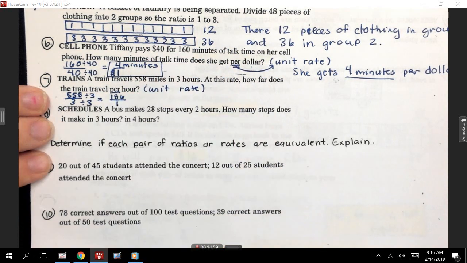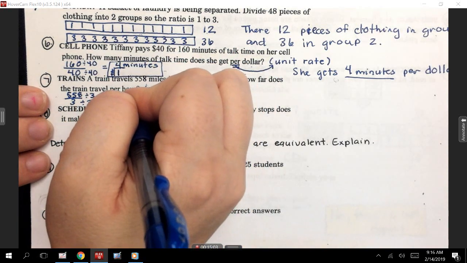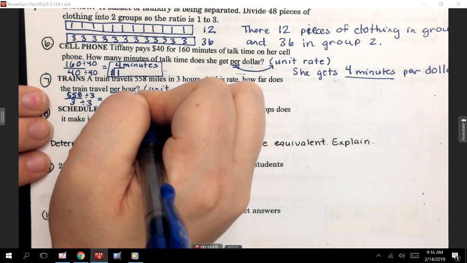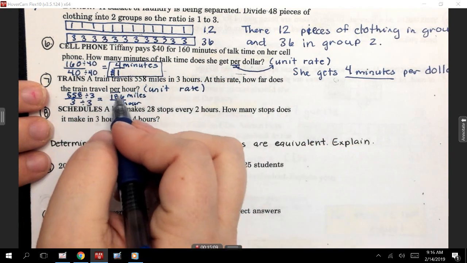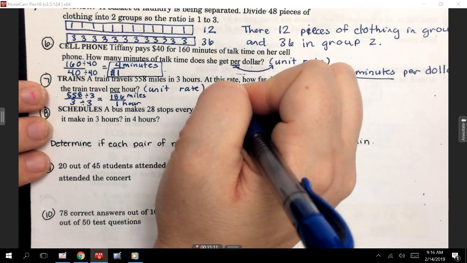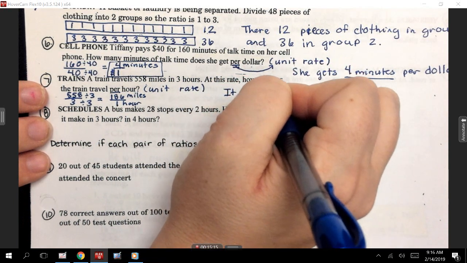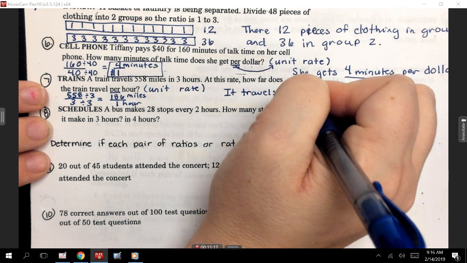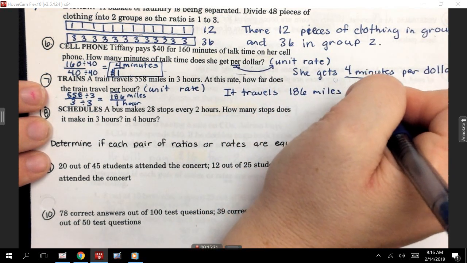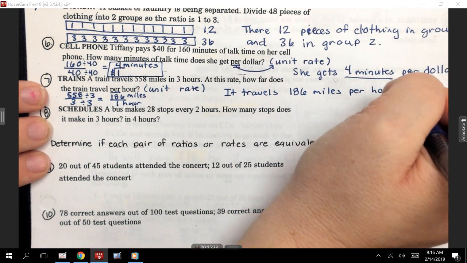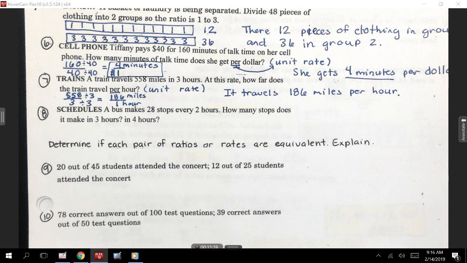Again, if it's a unit rate, I'm going to put my miles and hour. Answering the question, how far does a train travel per hour? It travels 186 miles per hour. Again, this sentence is not super long, just writing out that sentence to make sure we know what's going on there.